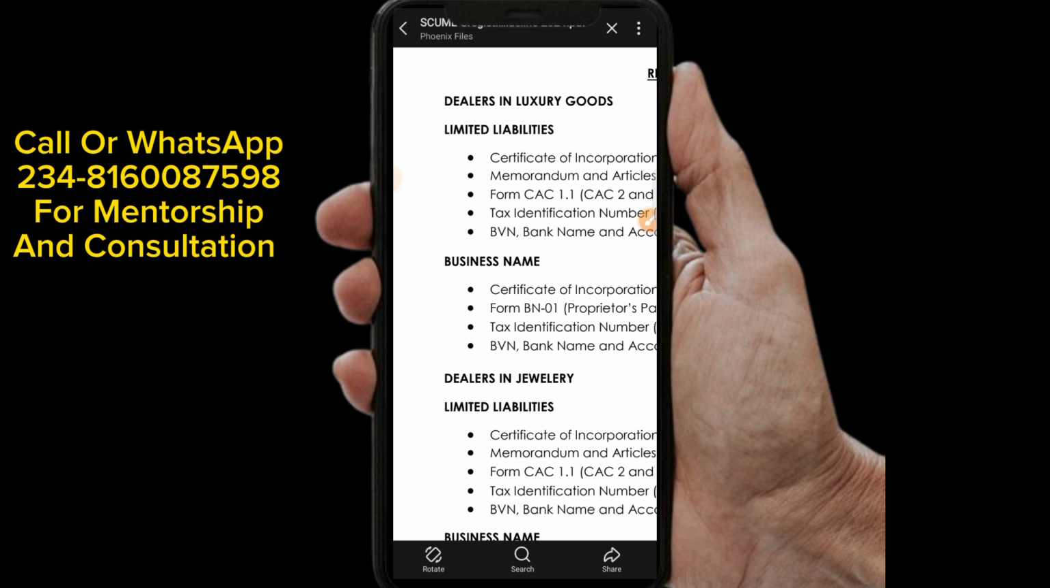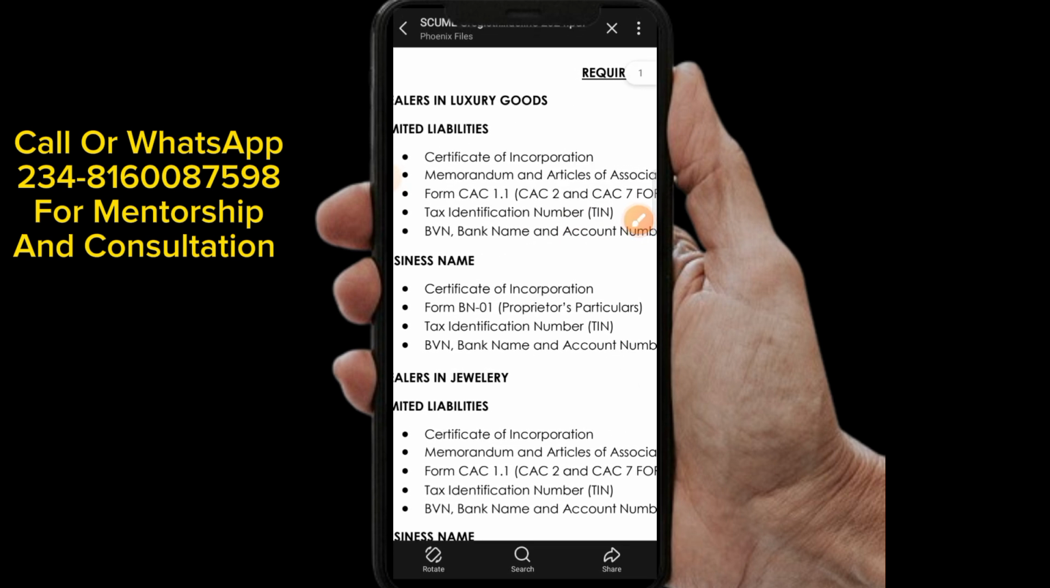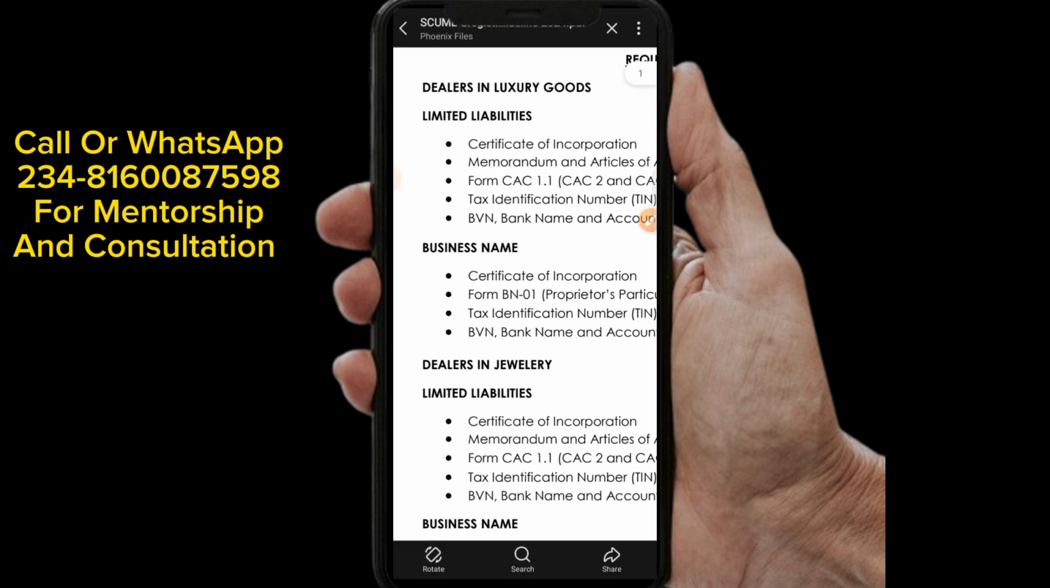Now for business name, I think the business name is very much easier here. This is the business name. The requirements for the business name: the first one is the certificate of your incorporation. Then the second one is your BN form, which is your proprietor's particulars, which comes alongside your CAC certificate, then your TIN number and your BVN, then your bank name and your account number. So that one is quite easier.